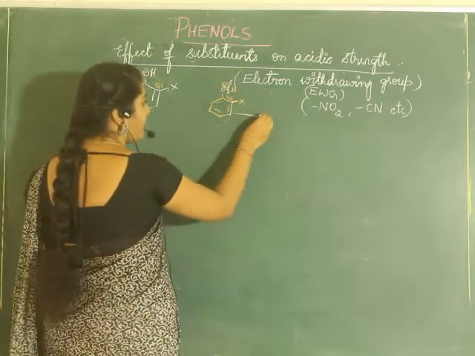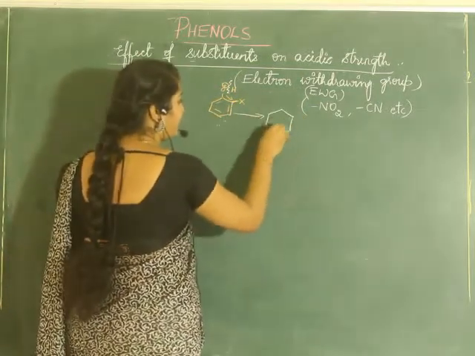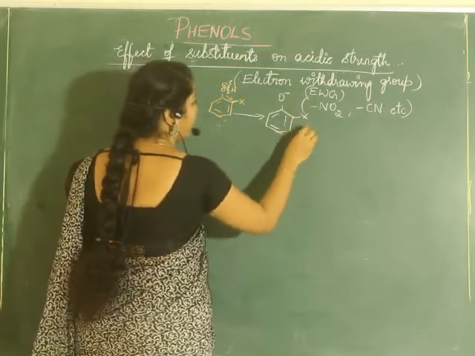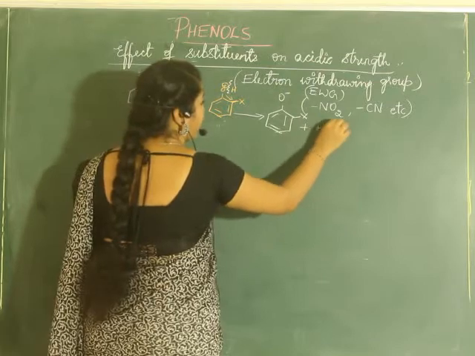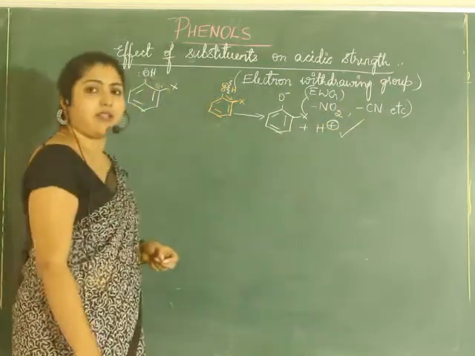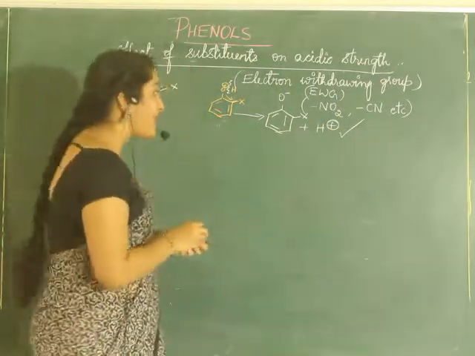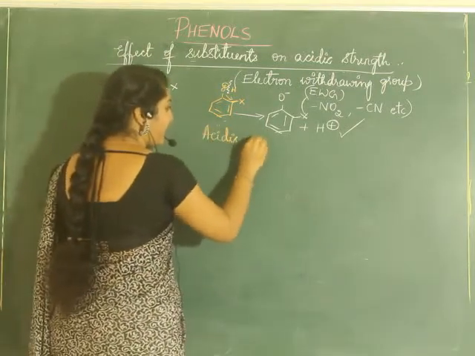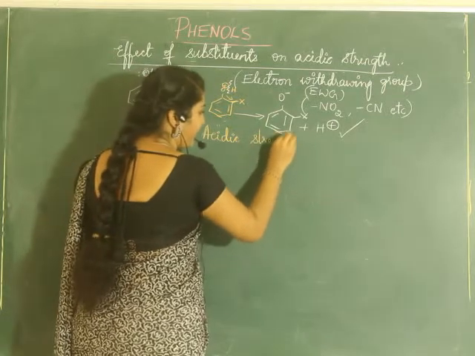So this can become O minus with X, plus H plus. It can donate H plus ion. Therefore, what happens to acidic strength? Acidic strength increases.